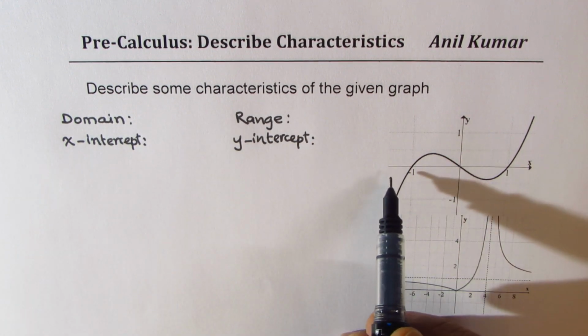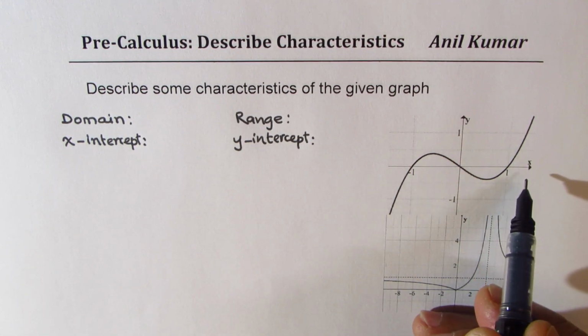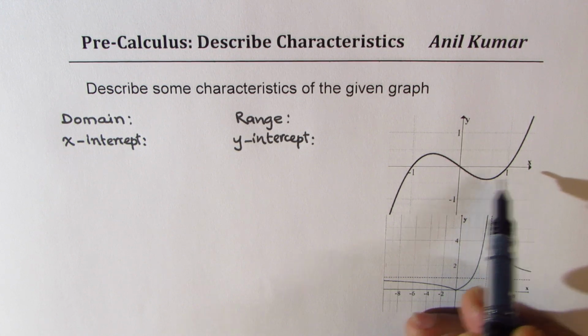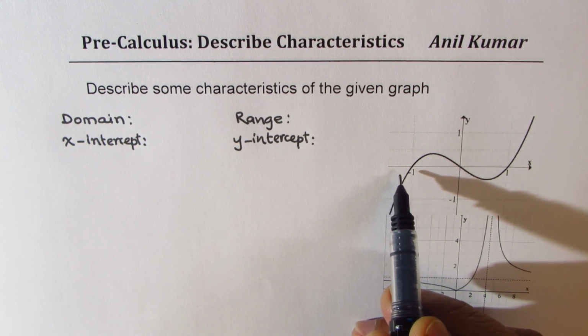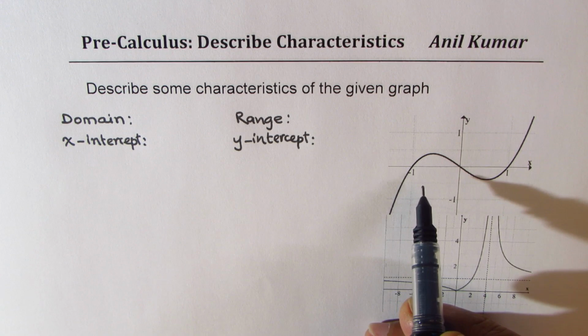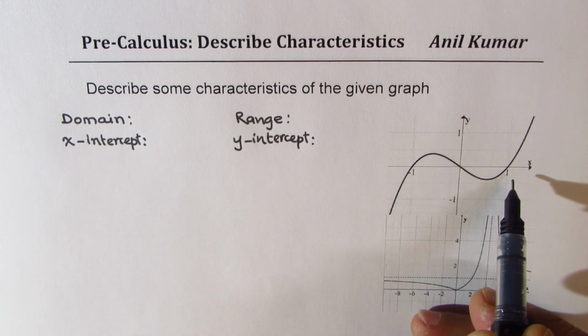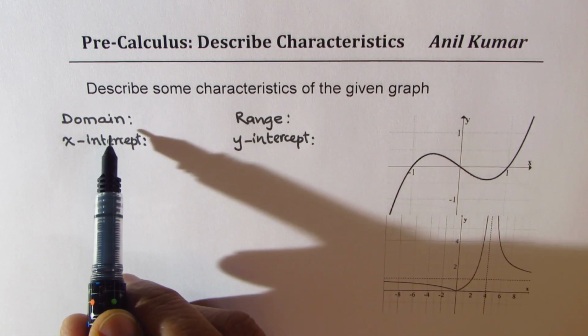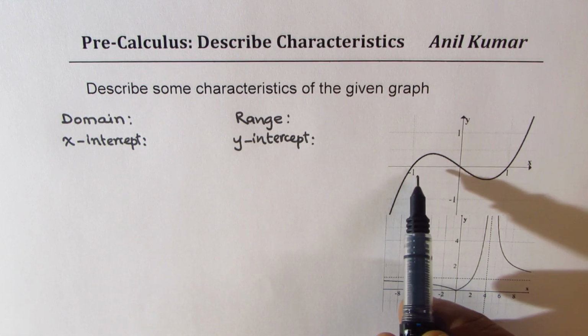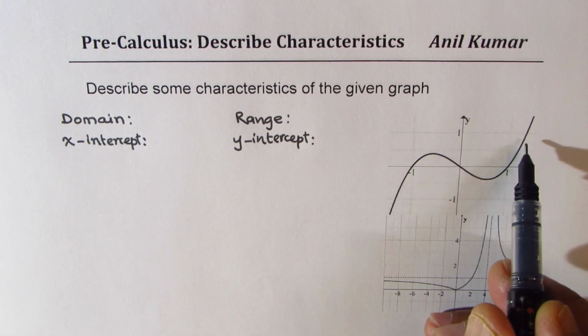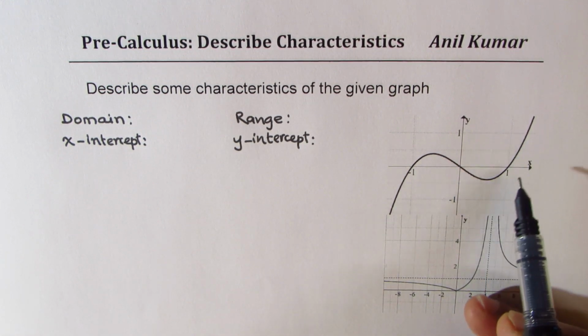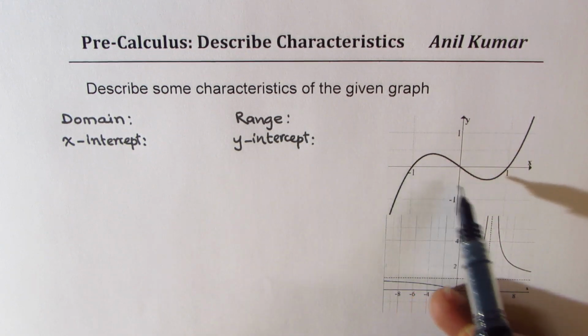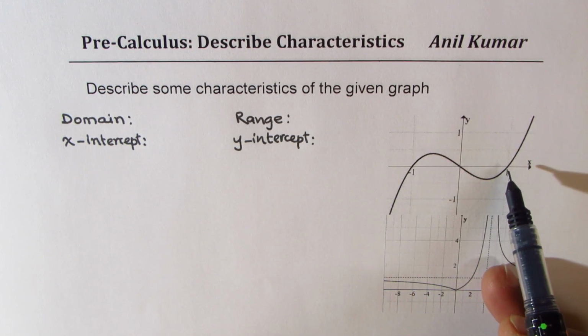Domain is all set of real numbers in this case, where the graph of the function, domain is the x values which the function can take. You can say the inputs, and range is all possible outputs for the function.